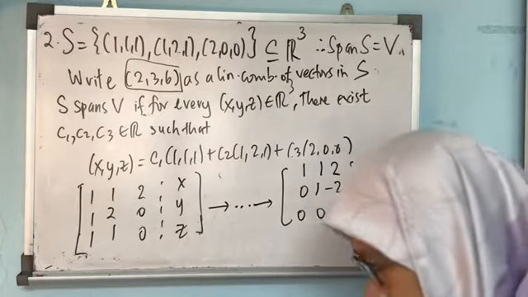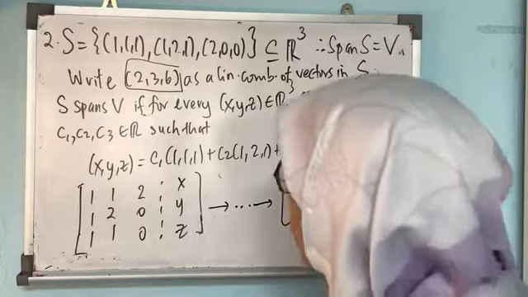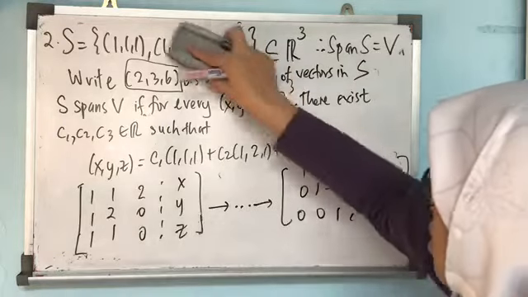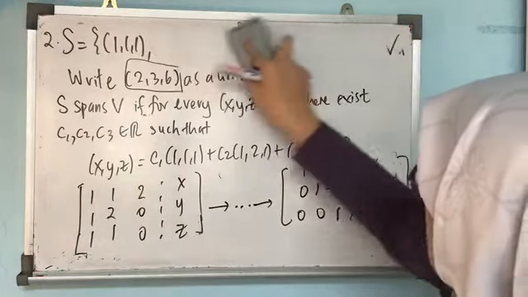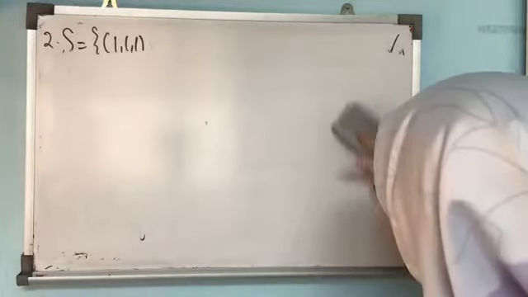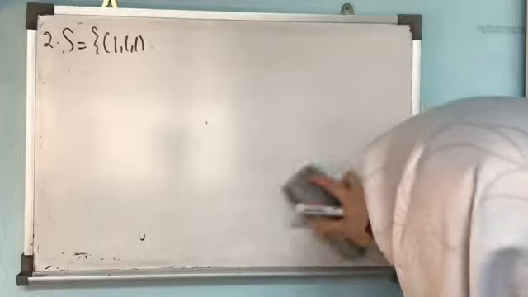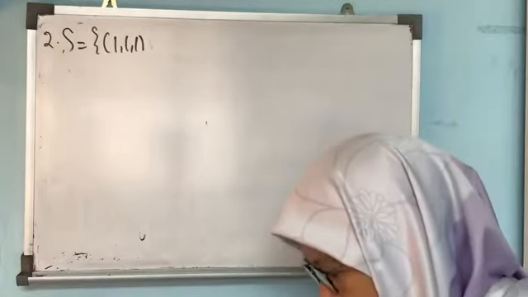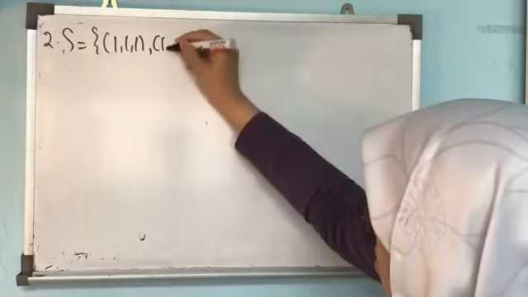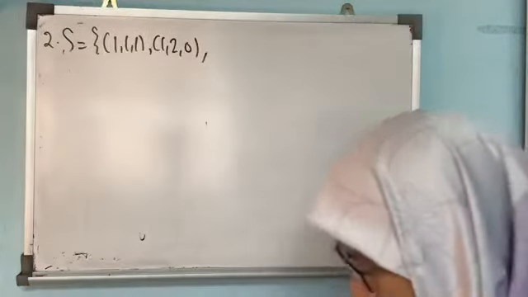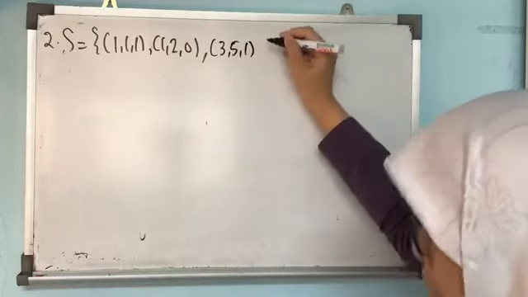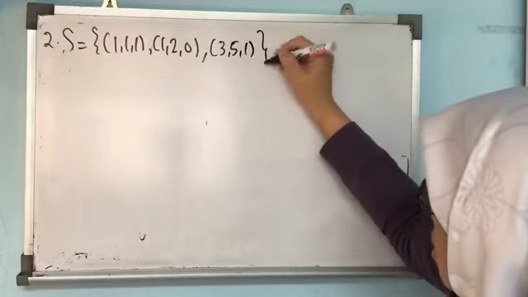Okay, now number 3 on page 172, why it does not span. So I change this a little bit, same question, same question, but a different vector.